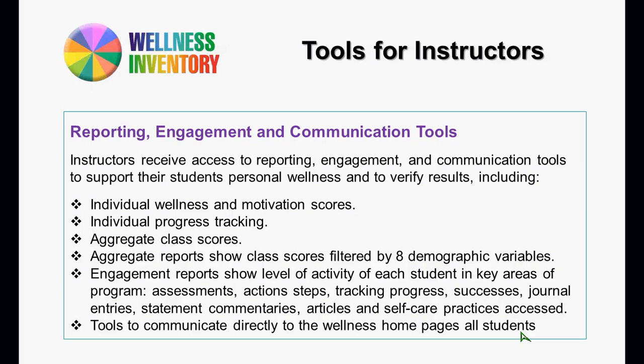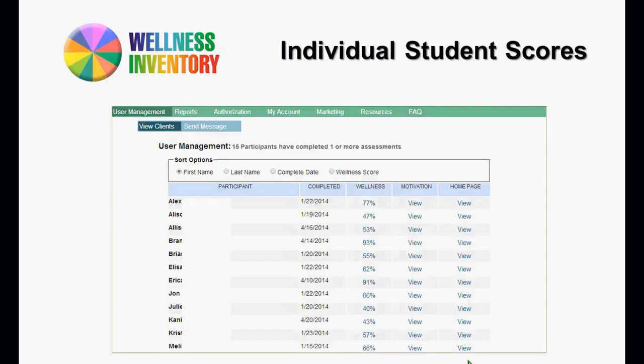And also, were they able to create any successes during the semester? How many journal entries did they make? How many statement commentaries did they read? How many articles, self-care practices, and other resources did they access? So really, very effective tool. And finally, tools to communicate directly to the wellness home pages of all students. And you also can put a message, if you want to get that specific, to an individual student, if that's important, or you can send a collective message that all students get. So here's a few of those.